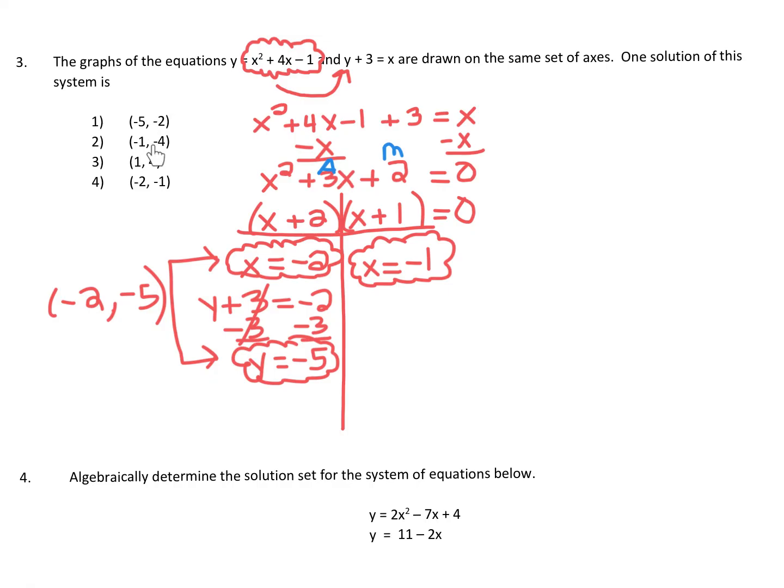Now, that answer choice is not there. They want to know one solution. So this solution isn't there. So now let's find this one. Again, I'm going to use this equation, y plus 3 equals x.